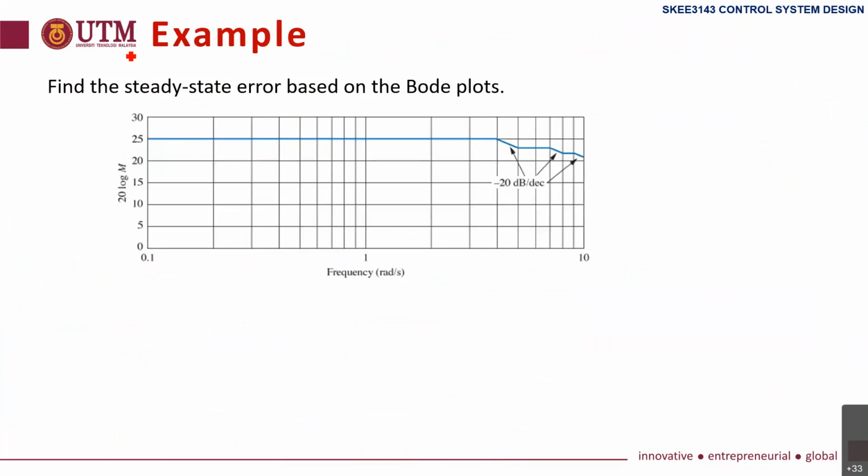Let's see a few examples on finding error. Find the steady state error based on this Bode plot. This is the magnitude. If you see a Bode plot that starts like this with 0 slope, a straight line, this is surely system type 0, because it starts with this. And this value is 20 log Kp.